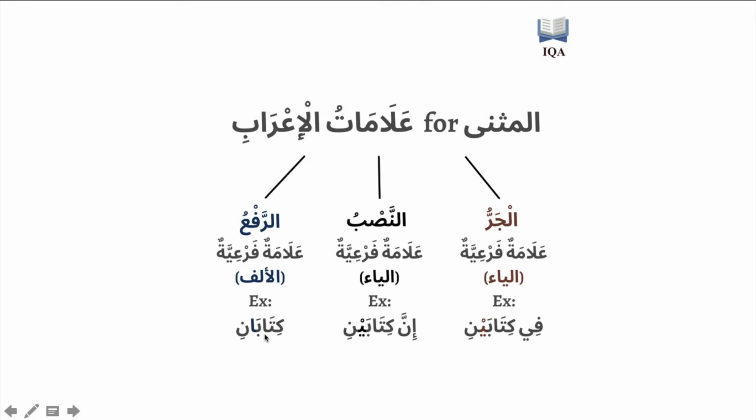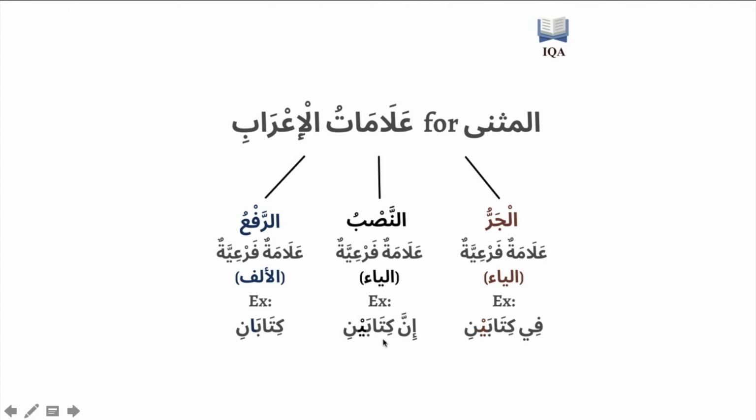So kitabani means two books. Kitabun means one book. Kitabani means two books. Kitabani is marfu'. What's the sign of it being marfu'? This alif that you see here. For the nasab, it also takes a علامات فرعية. Instead of taking the fatha, it takes a ya.